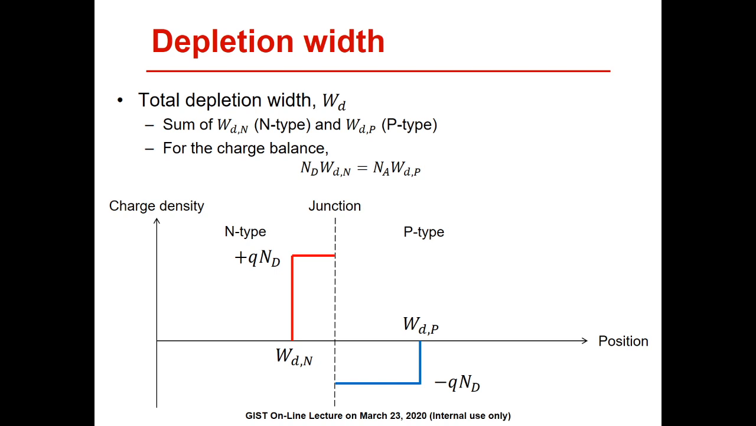These two widths are not independent. For the charge balance, the total charge in the n-type region, Nd times Wdn, should be equal to the total charge in the p-type region, Na times Wdp. This relation will be useful in the later derivation procedure.